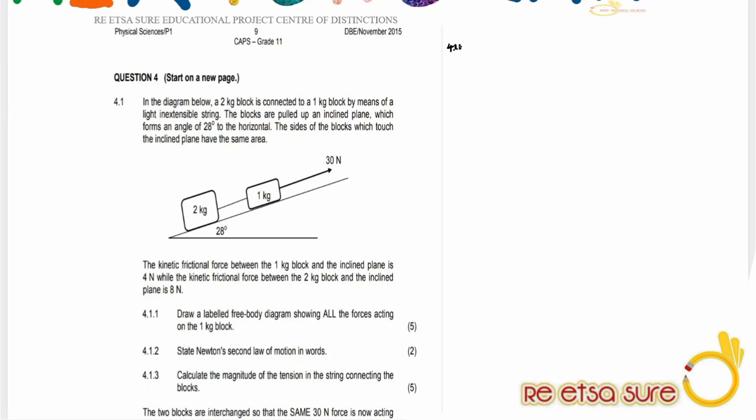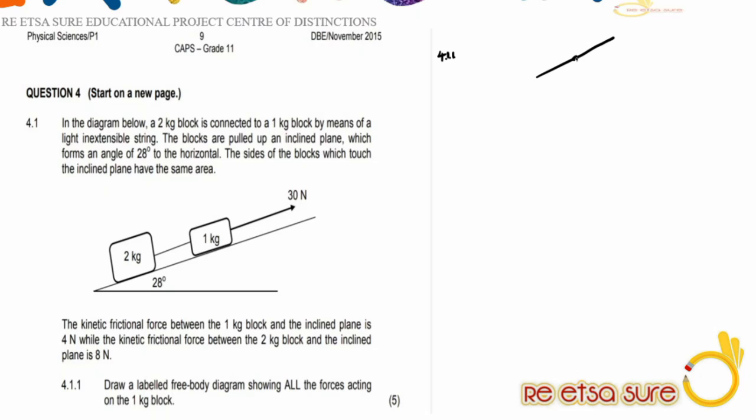Okay, so now 4.1.1, here is my surface. My surface is like this. Let me draw my object. Force number 1 that I have there is F applied, and then force number 2 is our normal force. Please, my beautiful learners, remember that the normal force must be perpendicular to the surface, meaning when you draw the normal force, it must form an angle of 90 degrees to the surface. So please make sure that you get this one right.